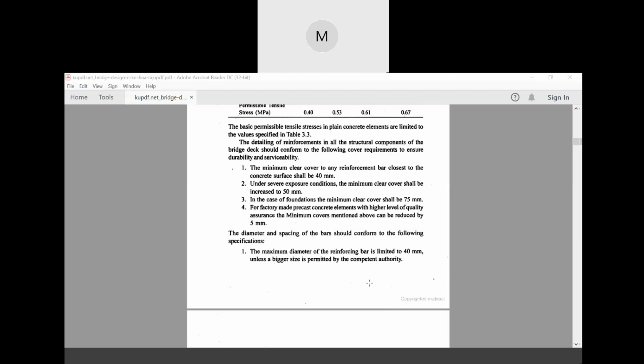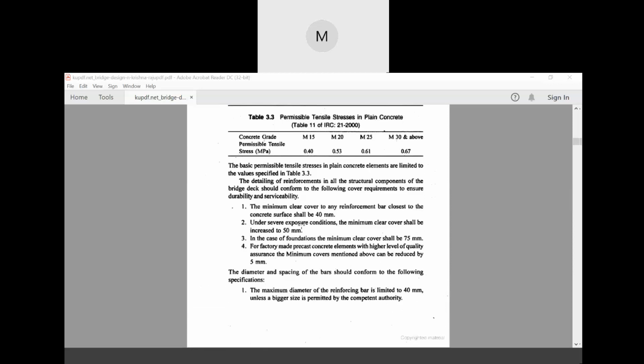What about a 25 mm rod, sir? What should the clear cover be for a 25 mm bar? So this will be as per this thing only. These are specified as per IRC 21 2000. You can download this. You will get a PDF of this.